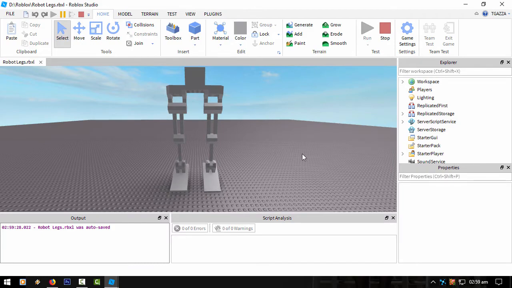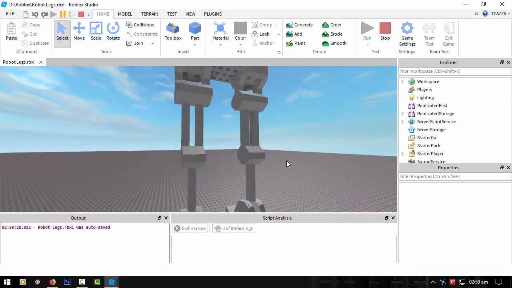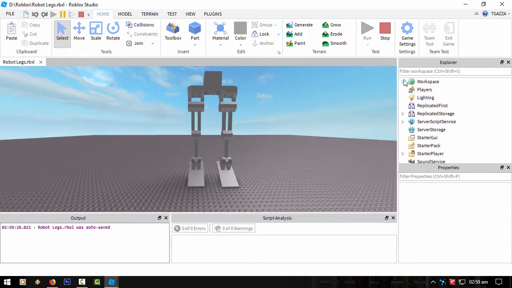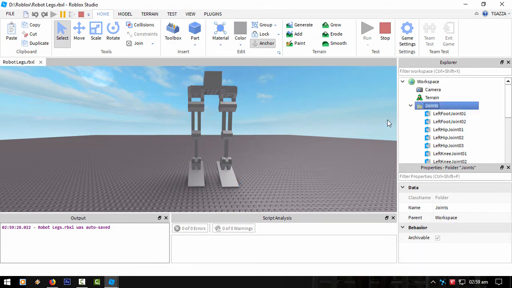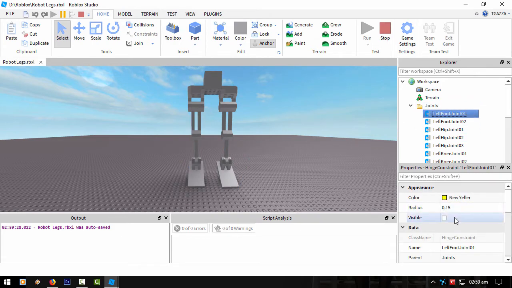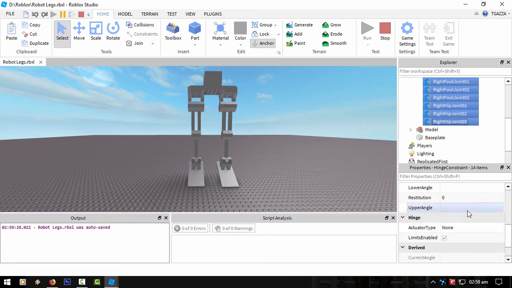So it might have been just touching the base plate or something, because now it's not doing it. Right, so let's make this move. I've got all my hinge constraints inside a folder for each of the different segments. Let's actually change these all to servo. Yeah, I didn't get as far as changing it over to servo.